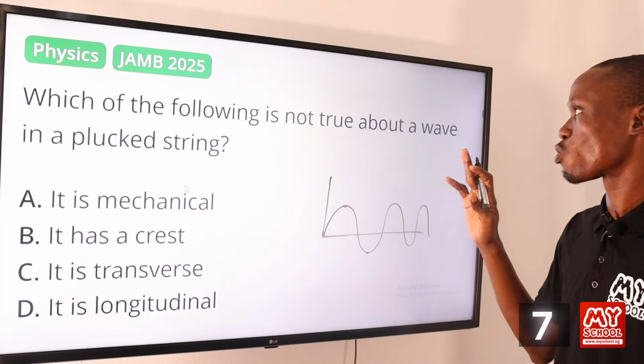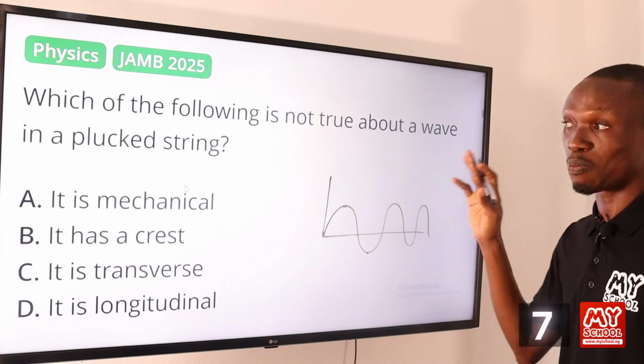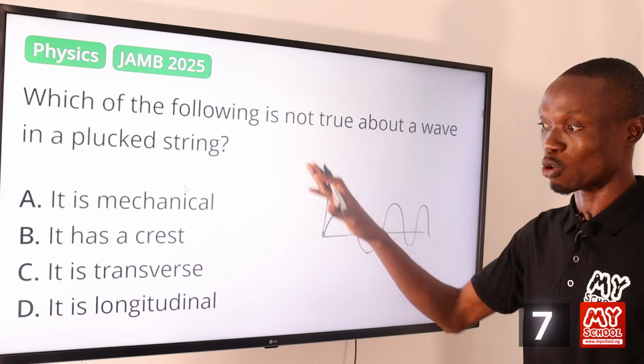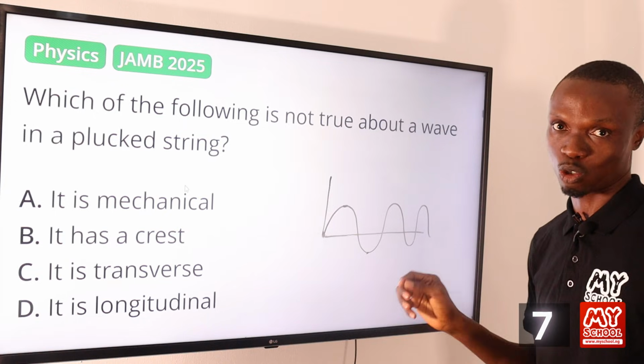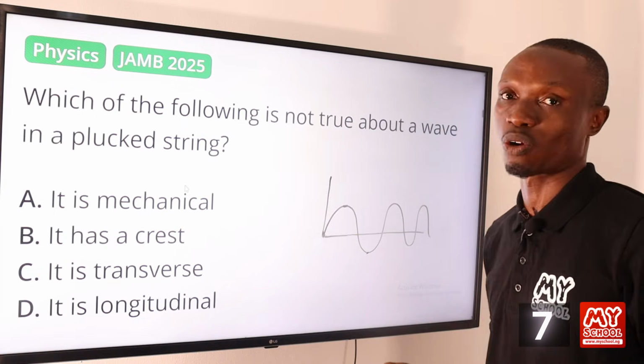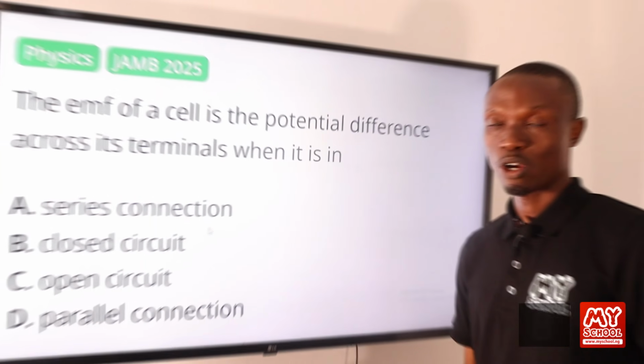So what is not true about a wave in a plucked string, according to the options provided, is option D. That is, it is longitudinal. So option D is the correct answer to this question. Question 8.